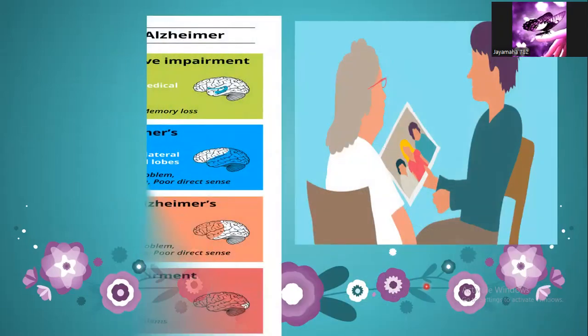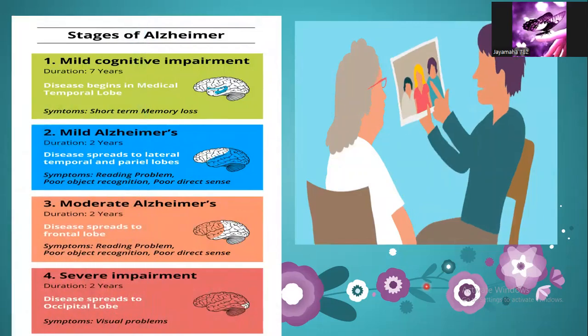Now, in this slide, let's learn about the stages of Alzheimer's disease. It has four main stages.